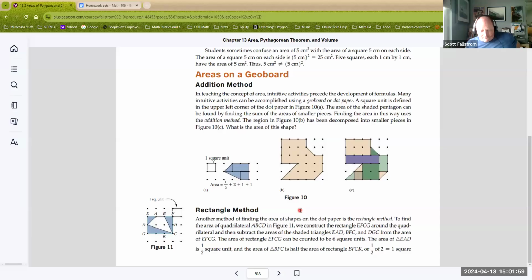Another method of finding the shapes is the rectangle method. In the rectangle method, we construct a rectangle around it. Then we find the shapes that we don't want and we remove them because we think that's going to be quicker than trying to go the other direction. And so anyway, that's another completely fine approach. So again, what we're trying to find is this shaded region. That's what we're trying to find.